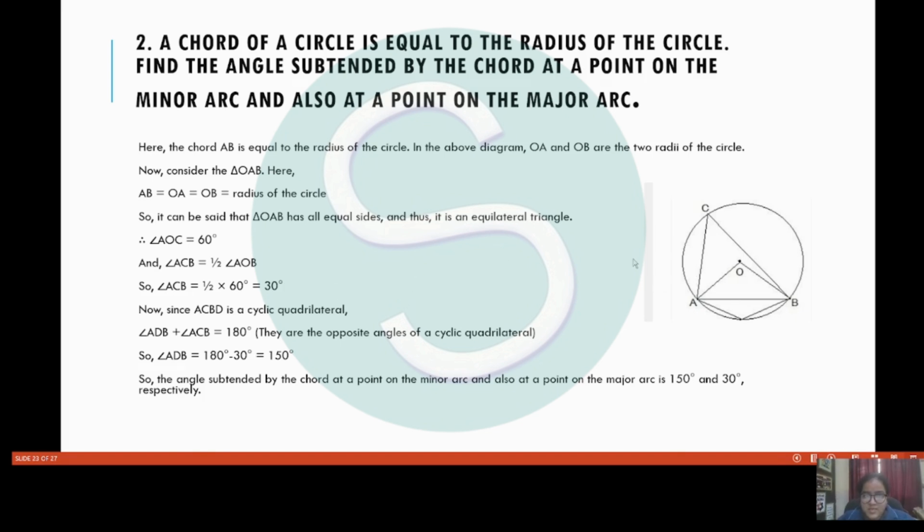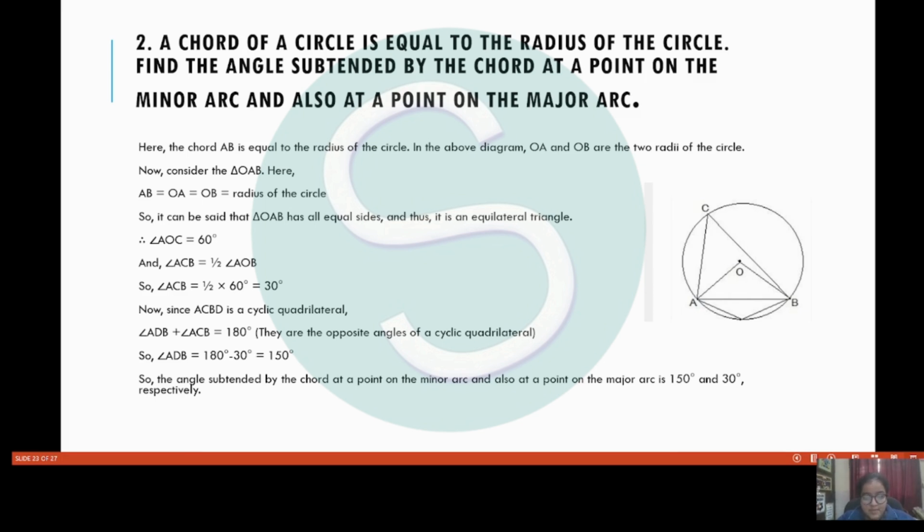Now since ABCD is a cyclic quadrilateral, ABD plus ACB equals 180 degrees. That is, the sum of ABD and ACB is 180 degrees. And how can we find ABD? We know that ACB is 30 degrees. So ABD will be 180 minus 30 degrees, which is 150 degrees.